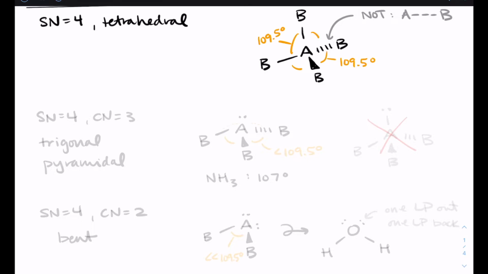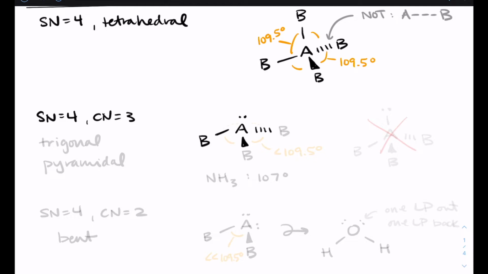So I've gotten rid of a B and replaced it with a lone pair. Again, my base geometry is still tetrahedral, but now naming this shape with just the B's attached, we end up calling it trigonal pyramidal. Let me put in the bond angles and see if you can see the trigonal pyramidal shape.